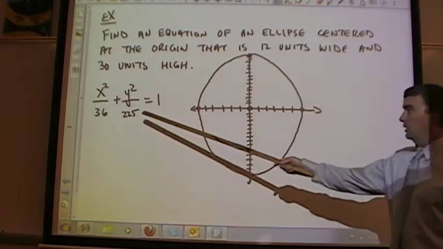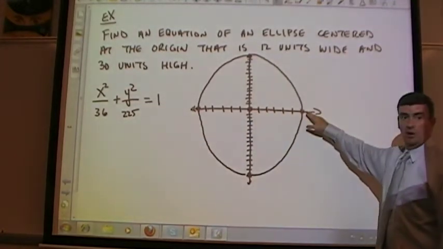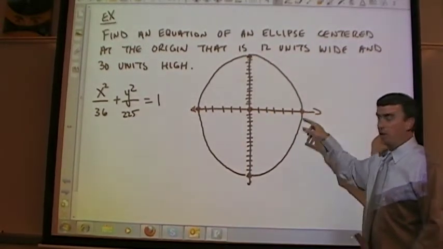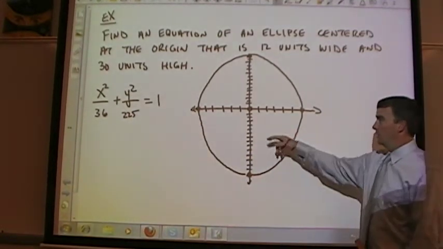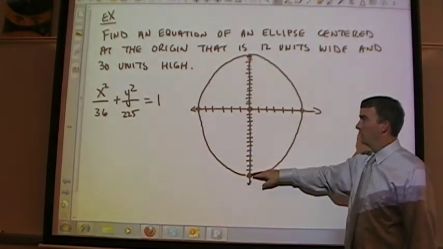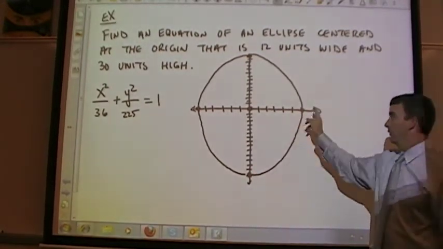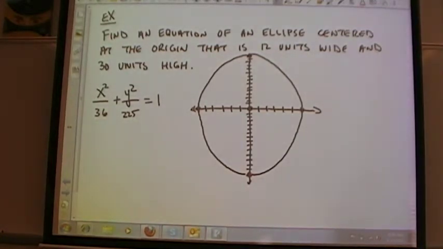To get the number under X, all you do is look at the distance from the center to a vertex, which is how many units? 6. 6, and square that number. To get the number that goes under Y squared, look at the distance. 12 units is on both sides of this. 12 is the whole thing, from vertex to vertex. You only want from center to vertex. So we divide that by 2 and then square it? In this case, yes. Got it. So if you're going from vertex to vertex, you divide it by 2 and square. All right.